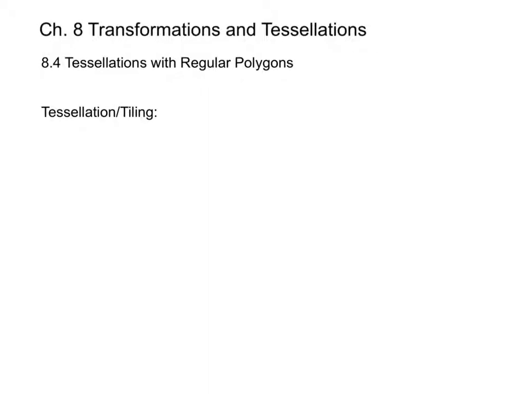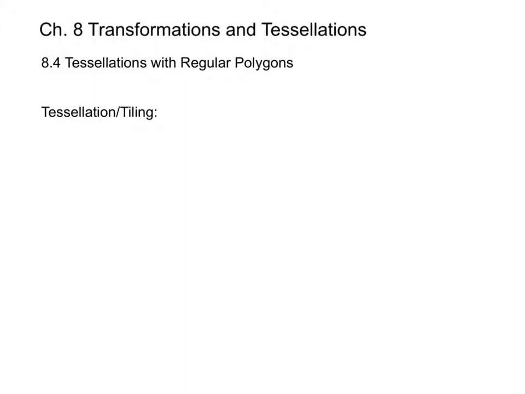So this video is going to continue Chapter 8 of Geometry. It's going to cover from 8.4 to 8.8, and by the end of this video you should know all about tessellations and the different types. So we're going to start with what is a tessellation. A tessellation is an arrangement of shapes that completely covers a plane without gaps or overlaps.